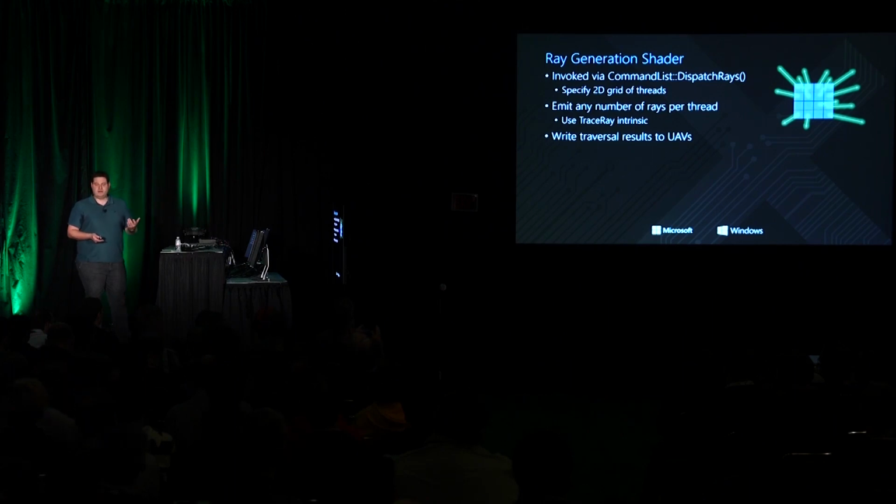You dispatch a 2D grid of threads, and then from within those threads, you can emit any number of rays from 0 to n using the new TraceRay intrinsic in HLSL. Now, you can emit any number of rays, but a good starting point is one TraceRay call per thread. After you call TraceRay, you will get your results back, and I'll go over in a minute how you do that. But unlike the rendering pipeline where you have a render target output bound to the pipeline, this is much more similar to the compute shader pipeline where there's no explicit output. Instead, you write your output using UAVs.